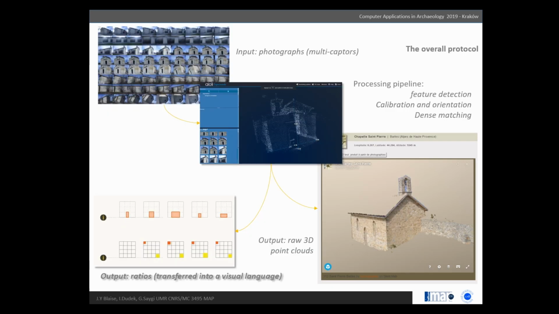So, the whole protocol looks like this. The input are photographs using various captors. The processing pipeline is a classic one: feature detection, calibration, and then dense matching. And what we do with the results are two things. On one hand, publish the 3D point cloud, PLY5, and on the other hand, use the ratios that we have gathered and transfer them in a visual language, an abstract visual language. And this is the part that I will detail now.